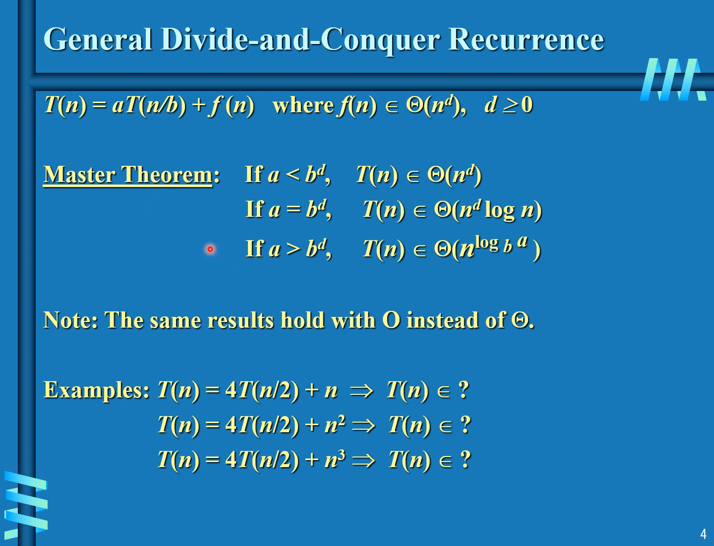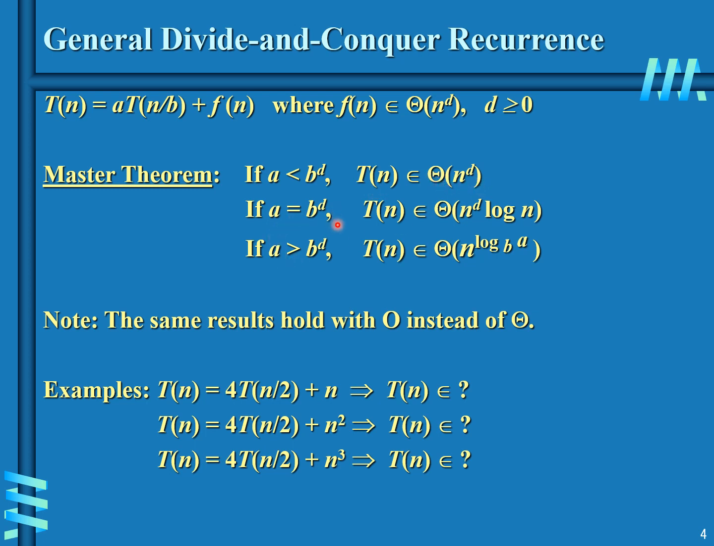The master theorem says that if f(n) belongs to theta of n to the power d, where d is greater than or equal to 0, and if a is less than b to the power d, then the efficiency of that algorithm is theta of n to the power d. So from this, if f(n) belongs to theta of n to the power d, where d is greater than 0, the master theorem says if a is less than b to the power d, the time complexity of that algorithm is theta of n to the power d.